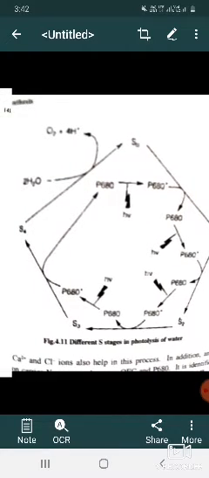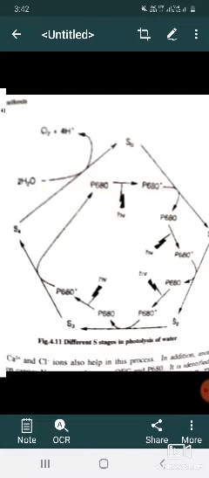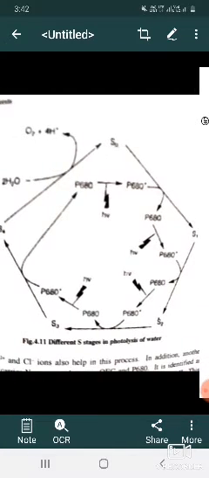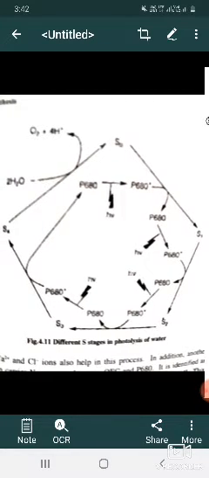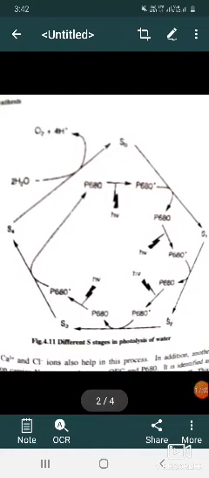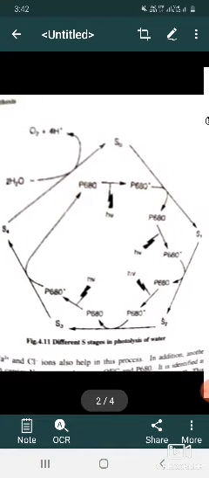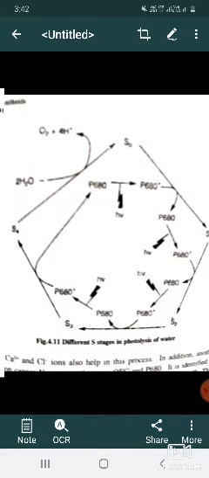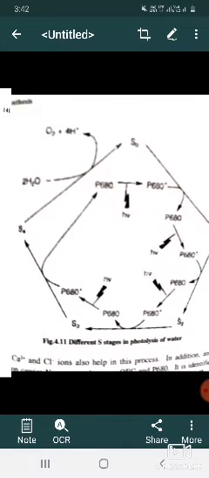One electron is released from the state S0 to S1, and similarly during all these stages, S1 to S2, S2 to S3, S3 to S4, one electron each is released, and due to the release of 4 electrons, 4 positive charges are created. For the return of S4 to S0, 4 electrons are required, and these are derived from 2 water molecules.